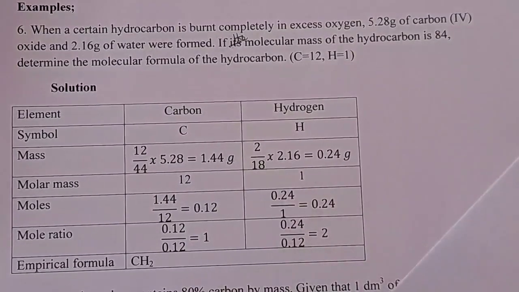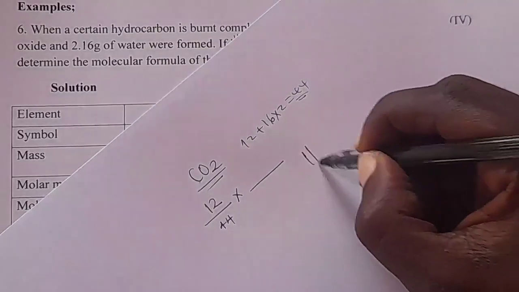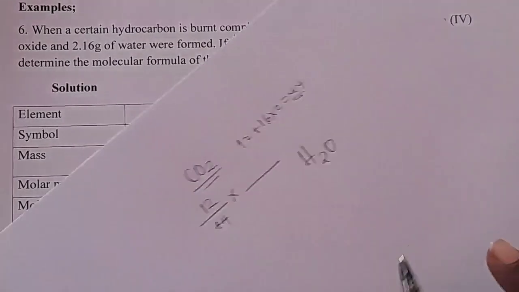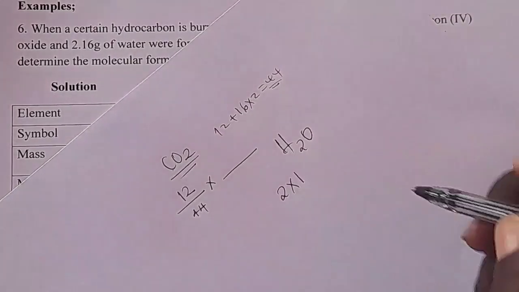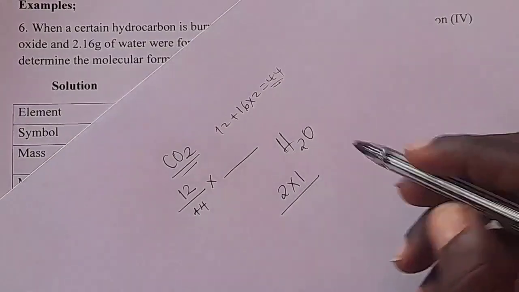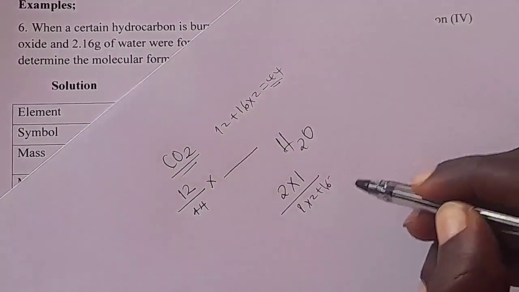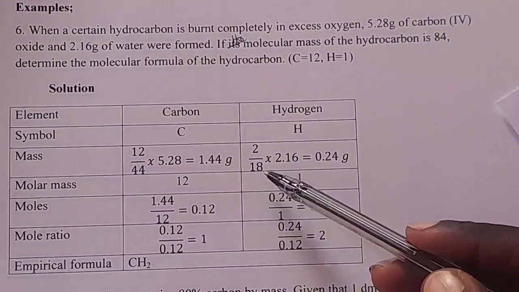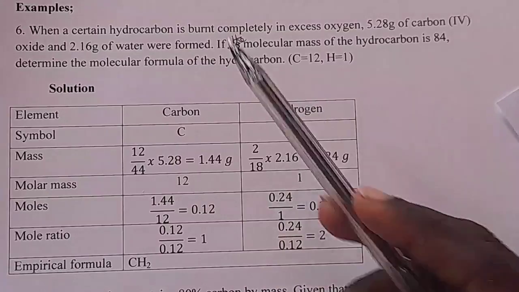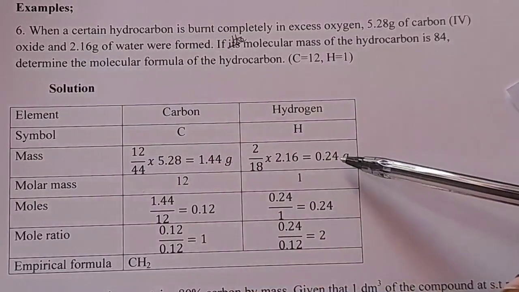Then on this other side, it is the same. We are going to have the mass for hydrogen, but hydrogen is gotten from water. So how do you write water? H2O. How many atoms of hydrogen do you have in water? 2. So it will be 2 times 1 for the atomic mass of hydrogen, over the RFM of water. That's 1 times 2 plus 16 for oxygen. So this will be 2 over 18. So here we are going to have 2 over 18 times the mass of water given in the question, 2.16 grams of water. So we are going to get 0.24 grams.